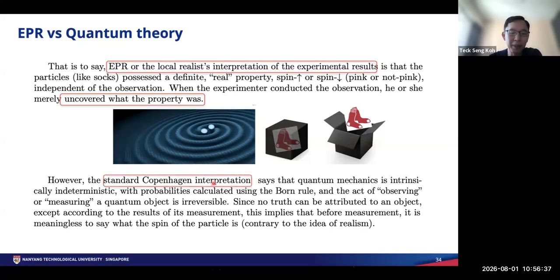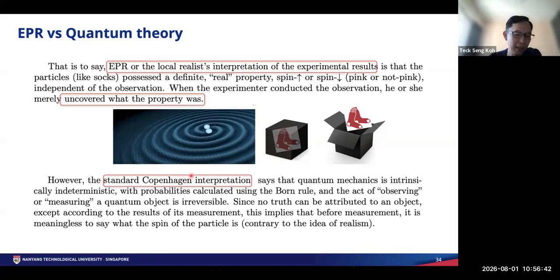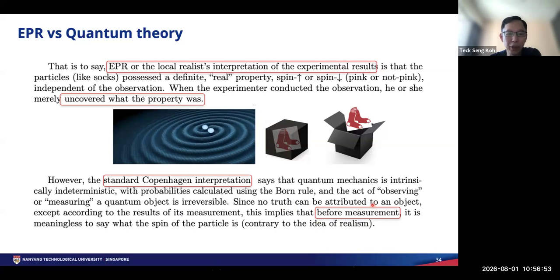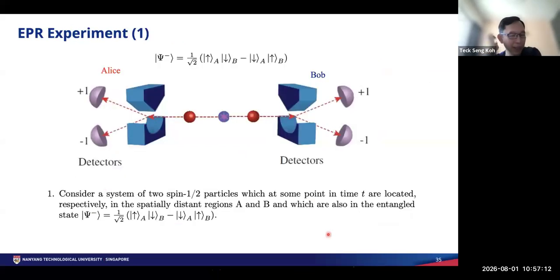Standard Copenhagen interpretation. Why Copenhagen? Because Bohr, Heisenberg, these people were in the Quantum Institute at Copenhagen. They say that no truth can be attributed to an object except according to the results of its measurement. Therefore, before measurement, it's meaningless to say what the spin of the particle is. And that's contrary to the idea of realism. So you can see two schools of thought. So this is the proposed EPR experiment. It is famous.